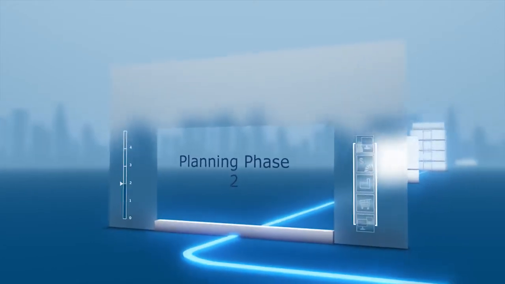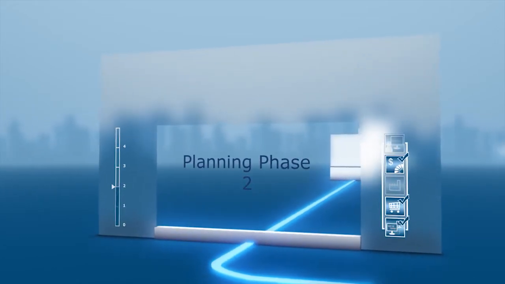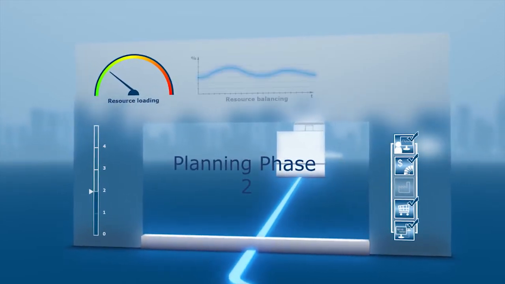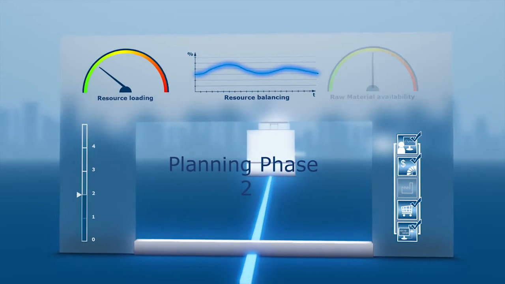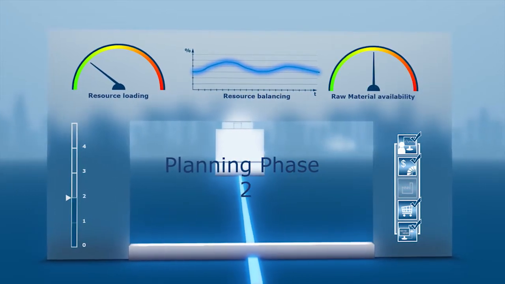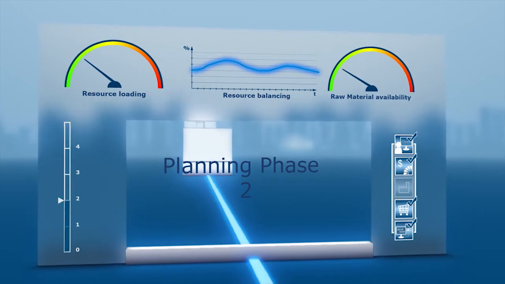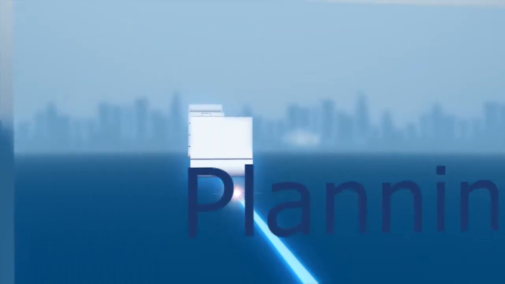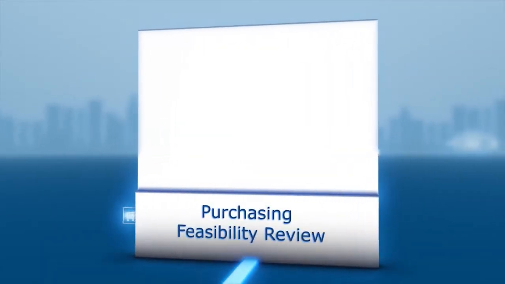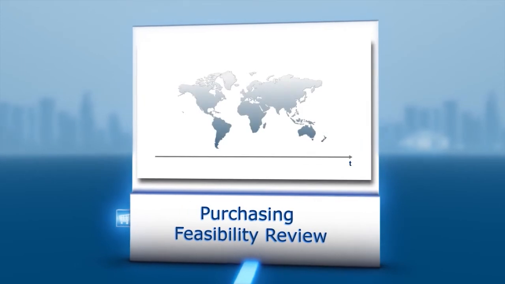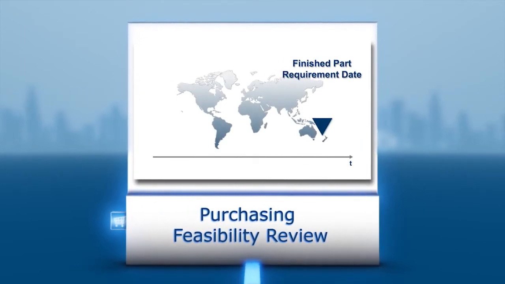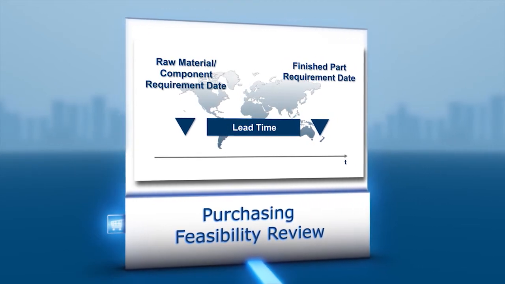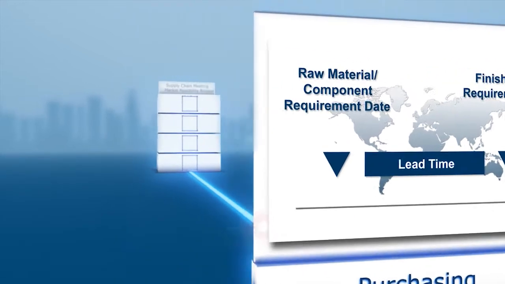In planning phase 2, a check is made to see whether the delivery deadlines for raw materials and components can be met. Purchasing negotiates the delivery dates with suppliers. The deadlines by which raw materials and components are needed are coordinated with the suppliers. The dates confirmed by the suppliers are entered into SAP.